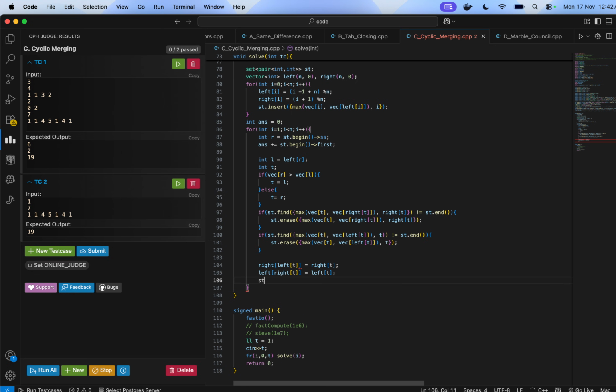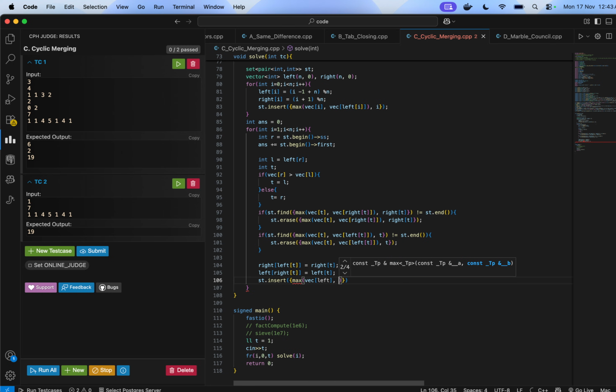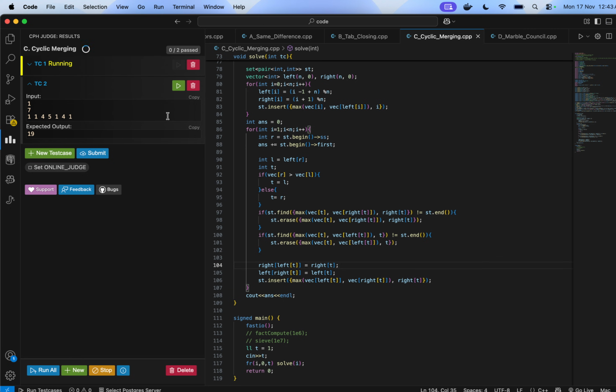An extra pair is inserted now, which is the left child and right child. Okay. And at the end, just print the answer. So this is it. All the test cases are passed.